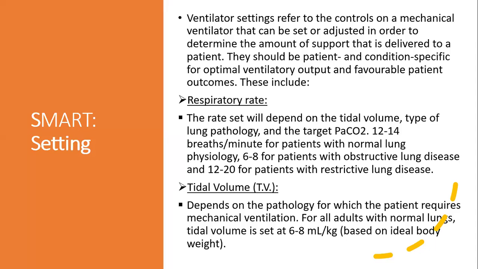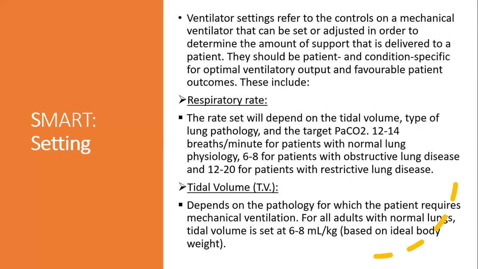Tidal volume depends also on the patient and pathology, but for all adults with normal lungs, you want to set the tidal volume between 6 to 8. But for patients with ARDS, severe hypoxemia, with very friable lungs, you may want to go as low as 4 to 6 ml per kg. So that is the setting for the tidal volume.